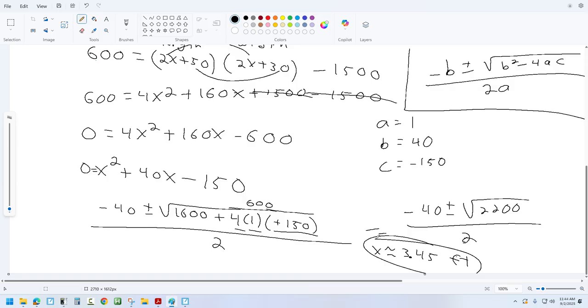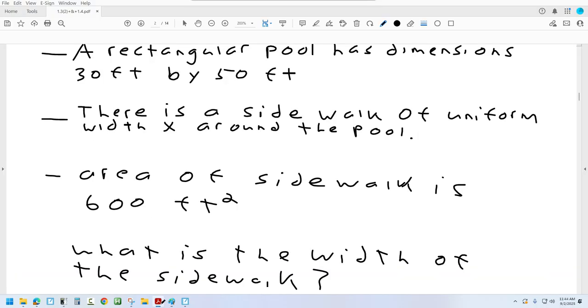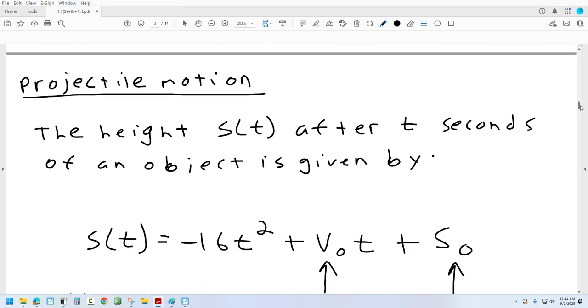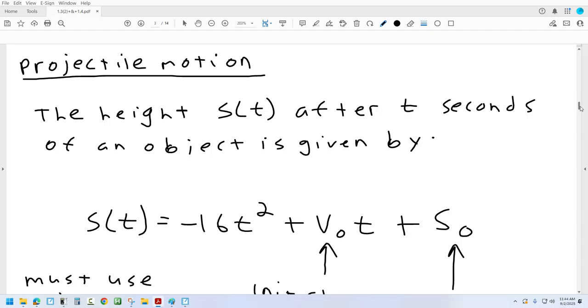All right, so I reviewed a little bit with quadratic formula and just kind of getting used to creating an equation that you weren't given using information from the word problem. All right, so two things left. Second to last thing is projectile motion.